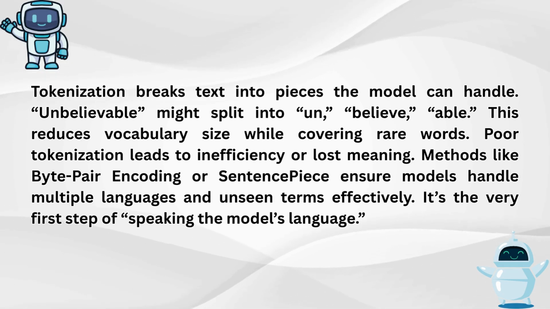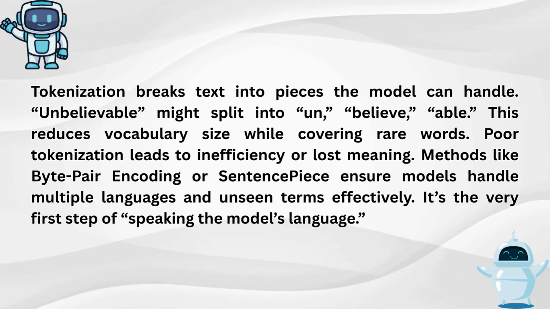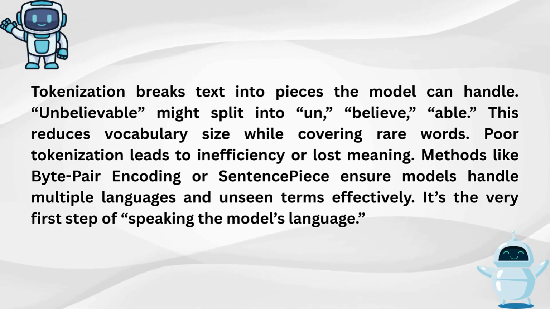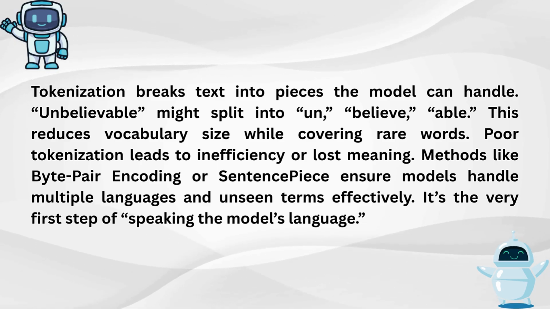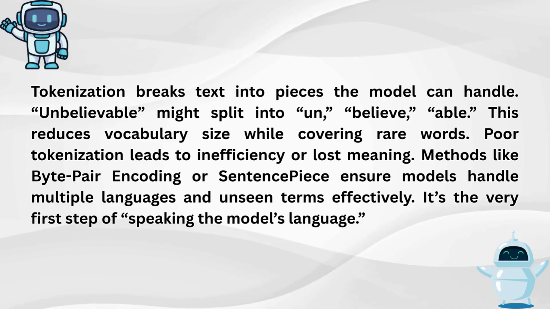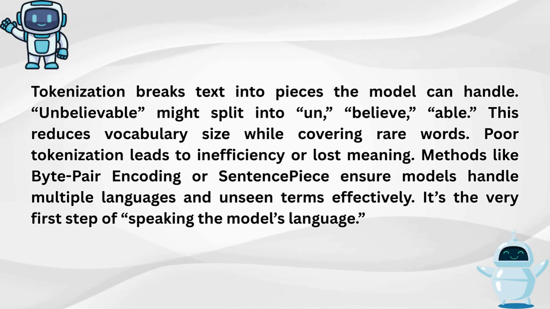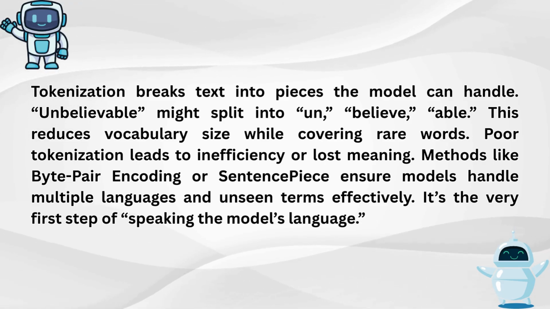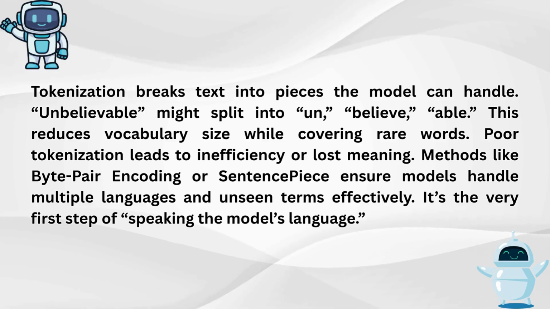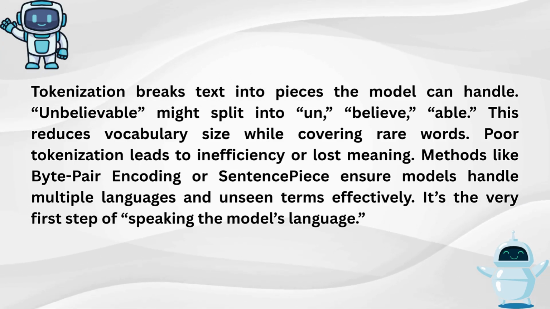What is tokenization and why does it matter? Tokenization breaks text into pieces the model can handle. Unbelievable might split into believe, able. This reduces vocabulary size while covering rare words. Poor tokenization leads to inefficiency or lost meaning. Methods like byte pair encoding or SentencePiece ensure models handle multiple languages and unseen terms effectively. It's the very first step of speaking the model's language.